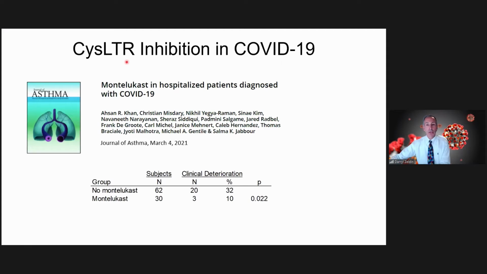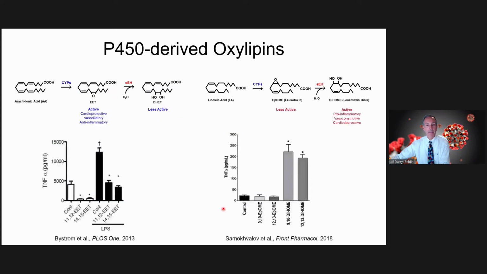A very small, uncontrolled retrospective study of the cysteinyl leukotriene receptor antagonist montelukast in COVID-19 patients was published a couple of months ago in the Journal of Asthma. And this study, which only included 92 subjects, found that individuals given montelukast on admission were two-thirds less likely to have clinical deterioration than individuals who did not receive montelukast, and that was statistically significant. But again, this was a small retrospective study.